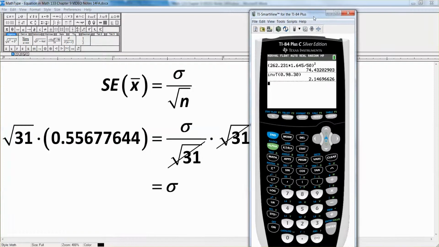All right, 0.55677644 times, not that, times, there we go, the square root, so second square root 31. And I get 3.1.